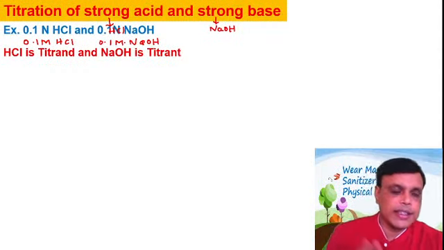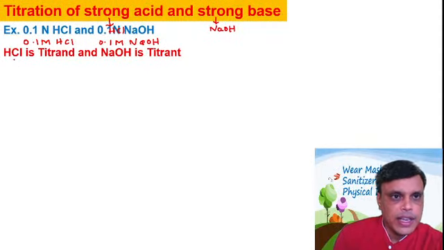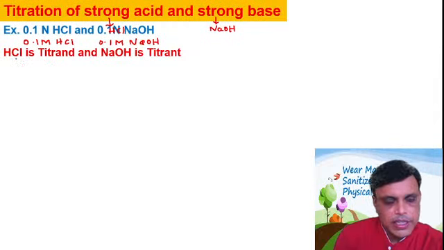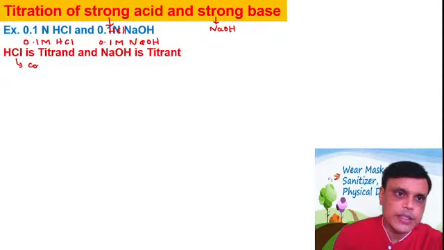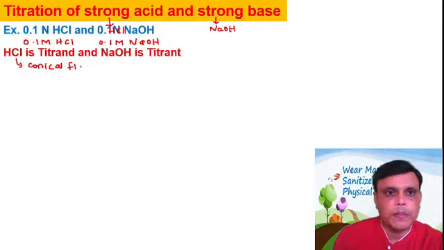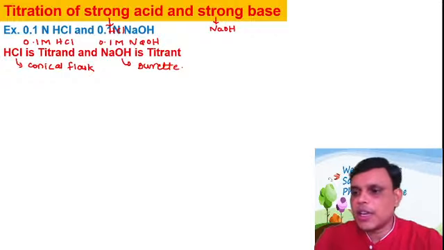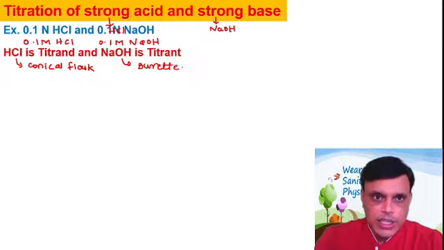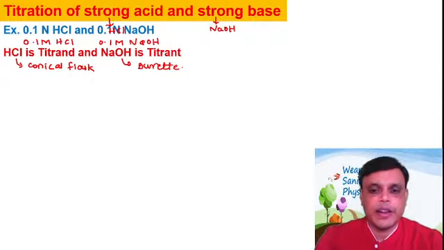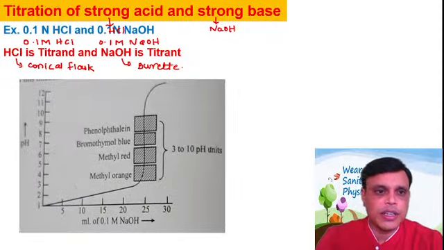So in this titration, HCl is taken in the conical flask, and the NaOH solution is taken in the burette. After the titration we will get the neutralization curve or titration curve. See this titration curve.